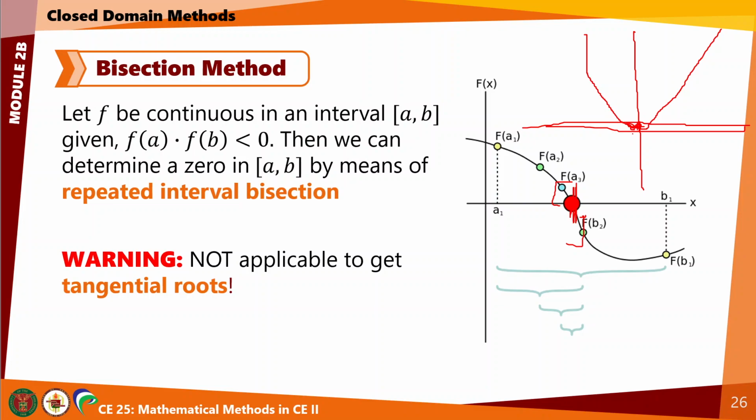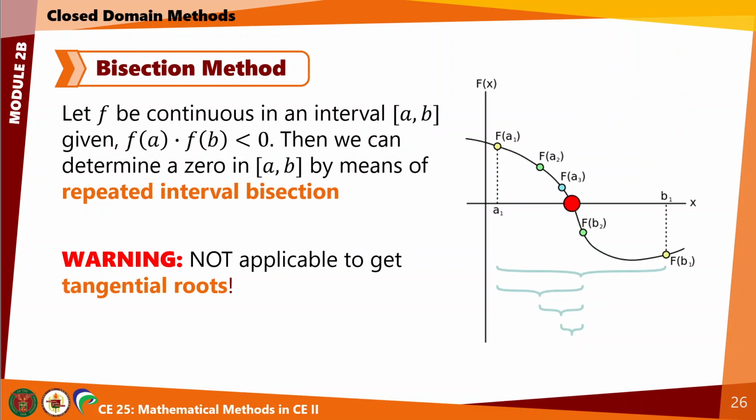Hindi siya magagamit kasi nga, we know from the intermediate value theorem na kailangan opposite signs. Sabihin natin ito yung dalawa nating endpoints ng initial interval. Positive yung function value dyan, positive din ito. Okay, wala kang makukuhang negative kasi nga tangent siya sa x-axis. So, hindi mo pwedeng gamitin yung bisection method. Okay?